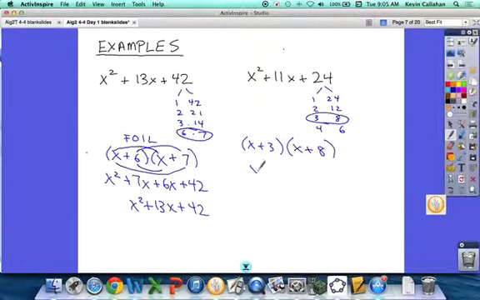X times x is x squared. X times 8 is 8x. X times 3 is 3x. And then you get 3 times 8. I'm going to write it like that. So you could see the middle term will be the 8x plus 3x. The last term will be the 3 times 8. That's why we're looking for the factors of 24 that add up to 11. Right? That's why it works.